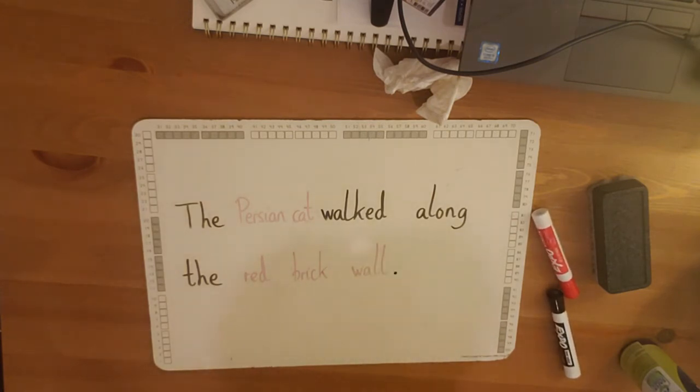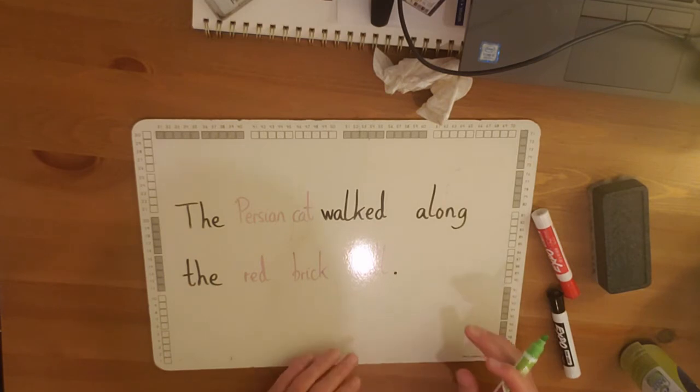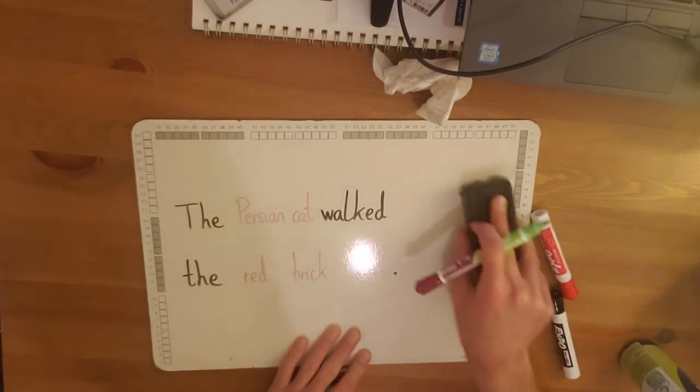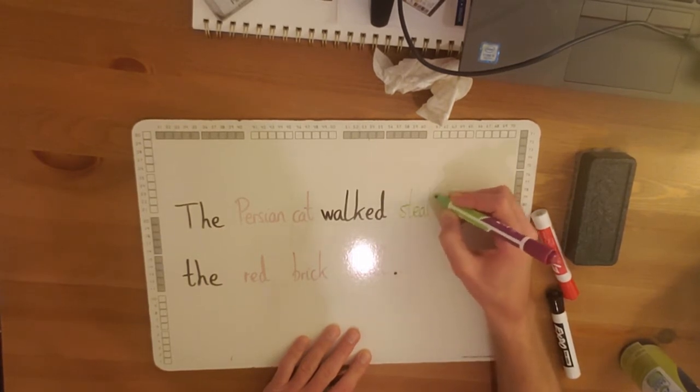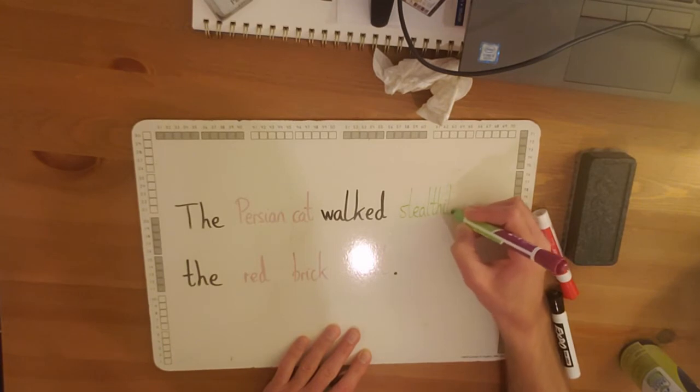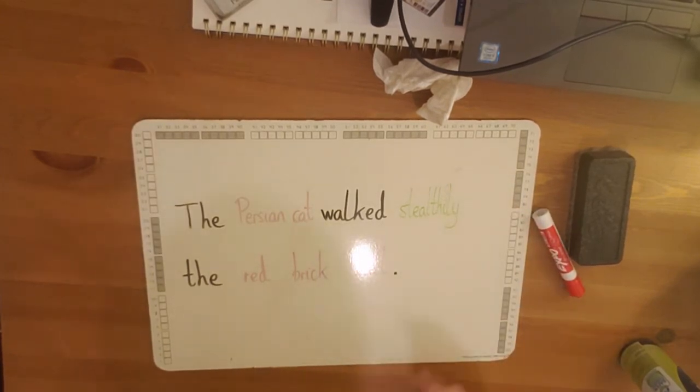Okay. The next thing I'm going to have a look at is I'm going to think about adverbs. Now, how did the Persian cat walk along the red brick wall? Maybe it walked quickly. Perhaps it walked slowly. Maybe it walked stealthily, perhaps. So I'm going to go with that second option there. So the Persian cat walked stealthily along the red brick wall. So I'm going to get rid of this word along here so I can add in stealthily. And I'll put along back on there.